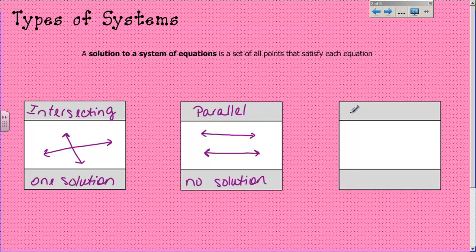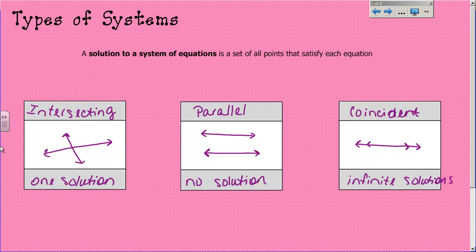The third type is called coincident. And they look like this. It's when they are exactly the same line, and so when you graph them, they are graphed one right on top of the other. And so you have two lines, but they overlap, and so they touch from beginning to end, and so they touch everywhere. And since they touch at every single point, then they have infinite solutions. So there's your three types of systems: intersecting, parallel, and coincident.